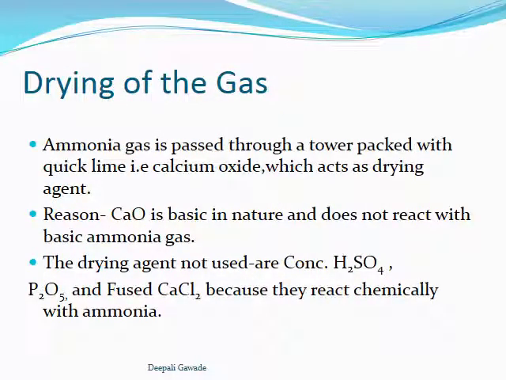Drying of the gas. Ammonia gas is passed through a tower packed with quicklime, that is calcium oxide, which acts as a drying agent. Reason: calcium oxide is basic in nature and does not react with basic ammonia gas. Drying agents not used are concentrated sulfuric acid, phosphorus pentoxide and fused calcium chloride because they react chemically with ammonia.